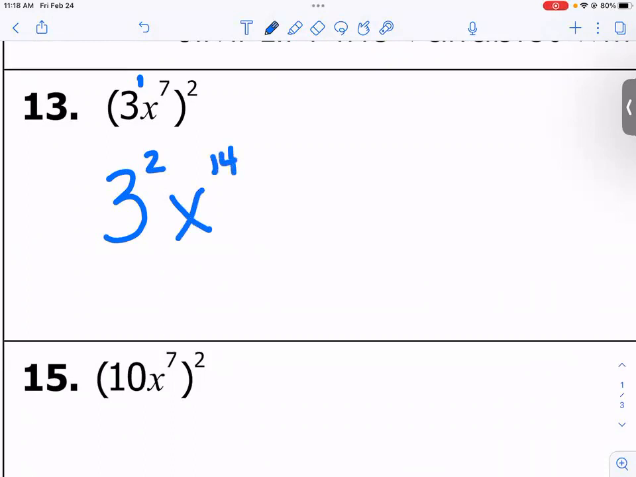So this is where I am going to expect us to now move that one step forward. I don't want you to leave 3 squared. I want you to write it as 9x to the 14th. Need to get in that practice. Is that a problem? 3 squared? Are you okay with how I got 3 squared? Okay.